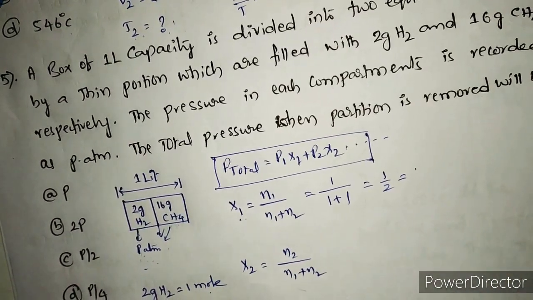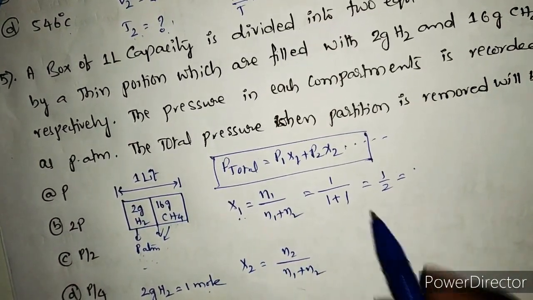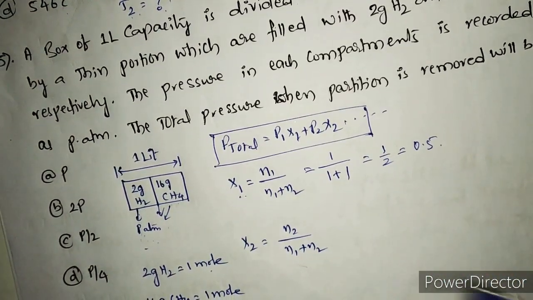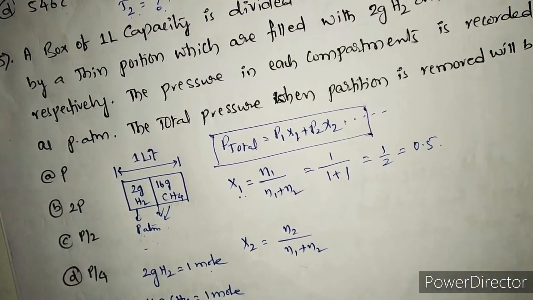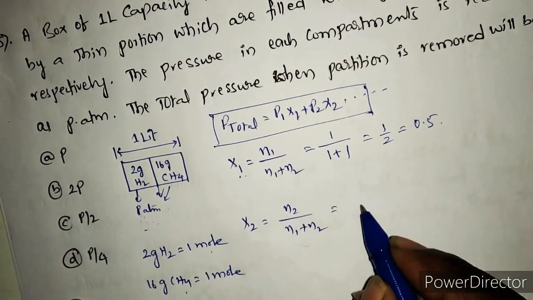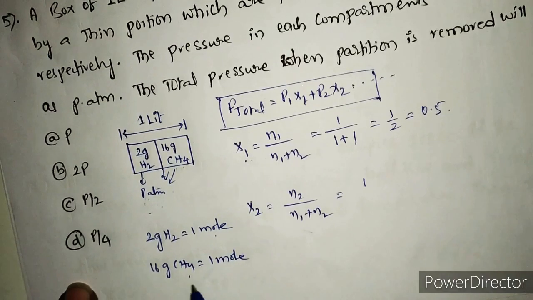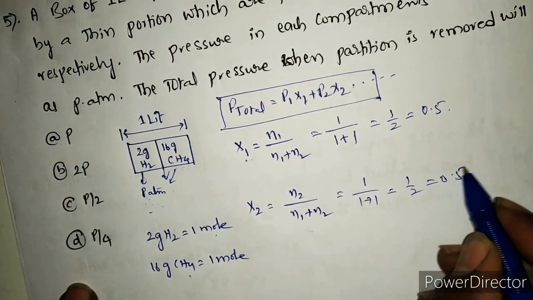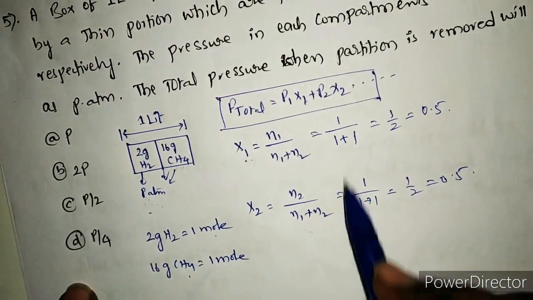Now x1 is equal to 1 by 2, which means 0.5 is the mole fraction of the first one. Now x2 is equal to, again the number of moles of the second one is also 1 mole, so it is 1 by 2, which is equal to 0.5. Now substitute these values here.